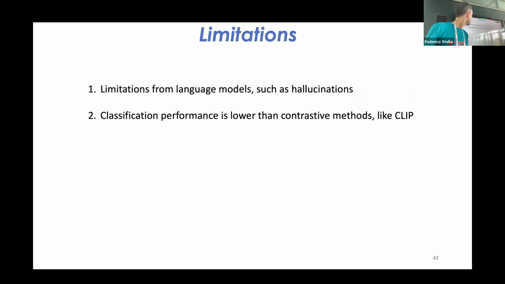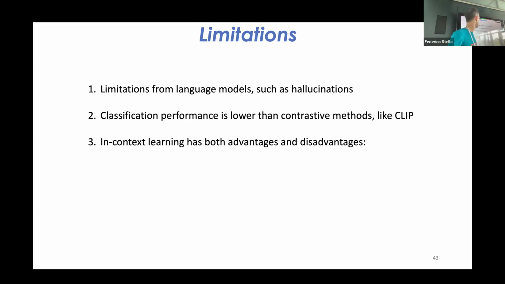So yeah, they recognize a bunch of limitations. We've seen hallucinations, which are common in language models in general. They also found that the classification performance is lower than CLIP. Okay, so this is something that does not go up.